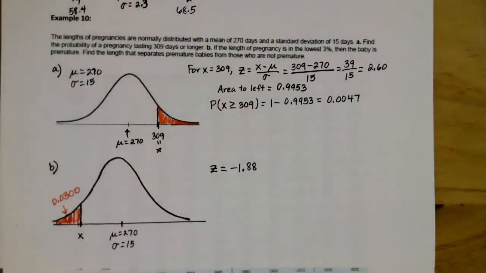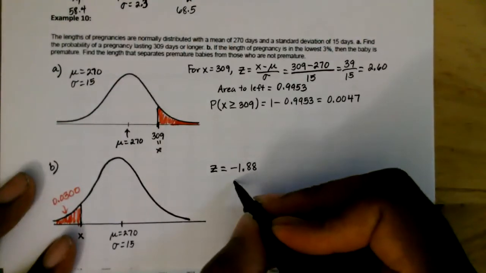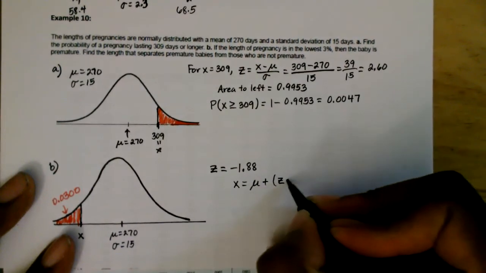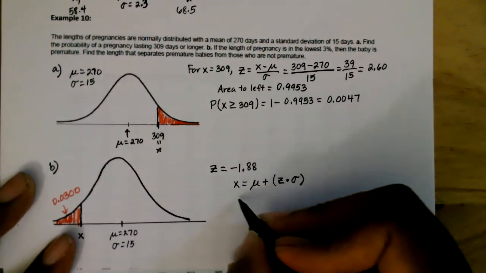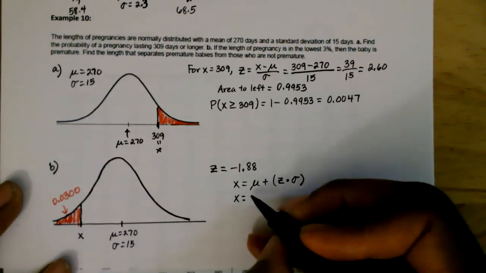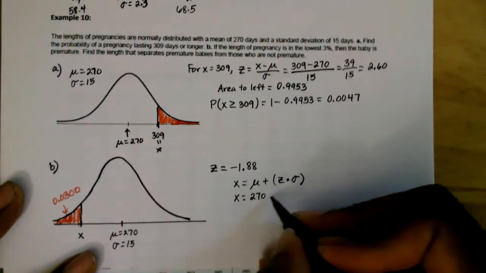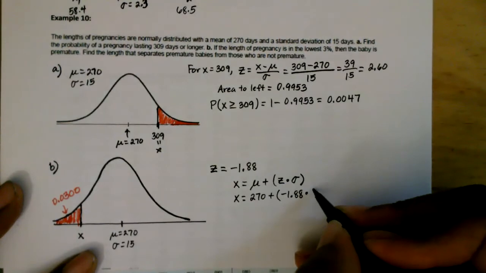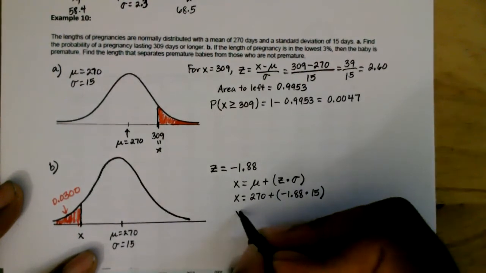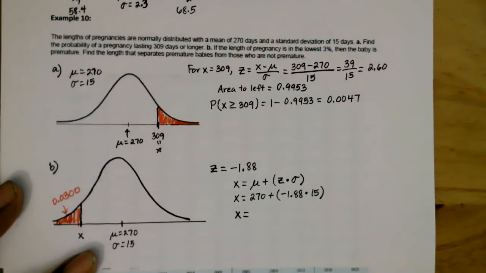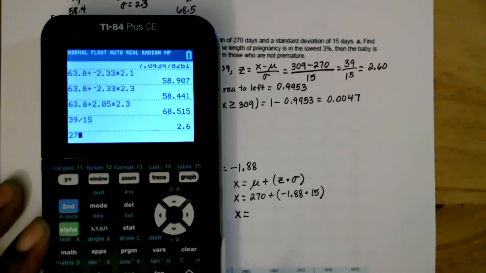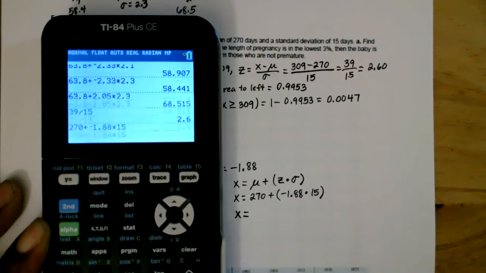And now we want to find out what that x value is going to be, using x is equal to mu plus z times sigma. So here x is equal to your mu, which is that 270, the mean, plus z, negative 1.88, times your standard deviation sigma, that's 15. Okay, in this case here, 270 plus negative 1.88 times 15.